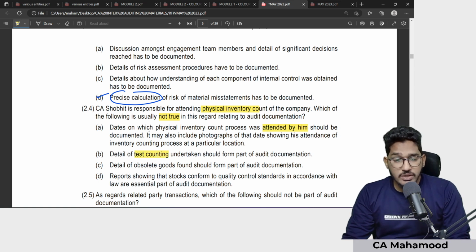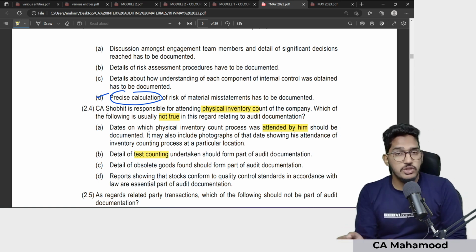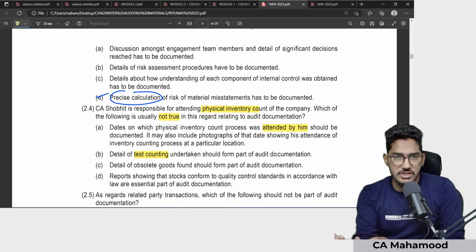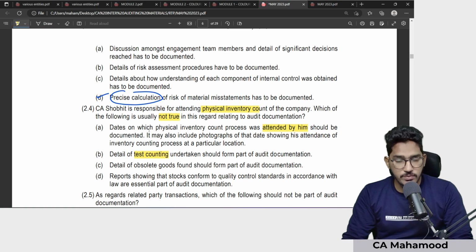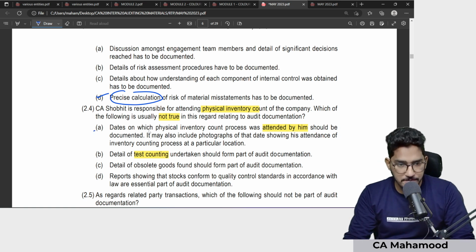Details of test accounting undertaken should form part of audit documentation. See, when you go and attend physical verification, as per SA 501, you can perform test accounting also. Now, what test accounting you have performed, those details also you have to store as a part of documentation. Yes, obviously, that also should form part of documentation. So, A is true, B is true.